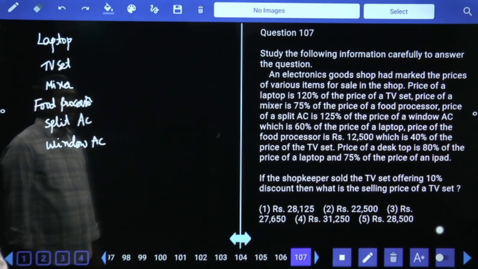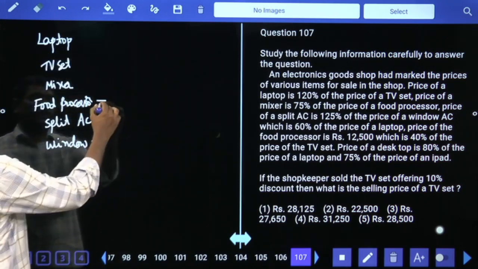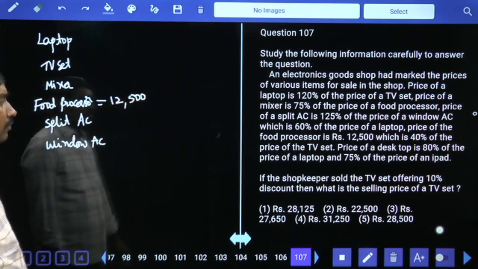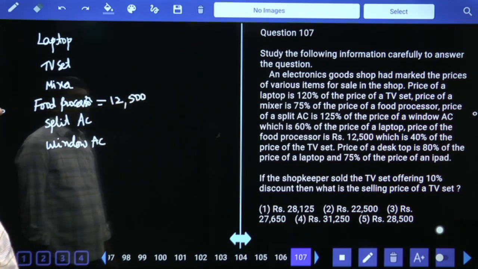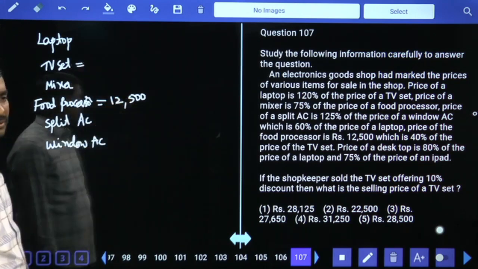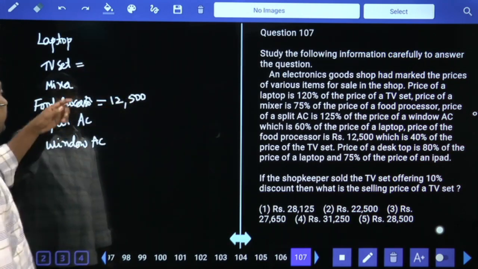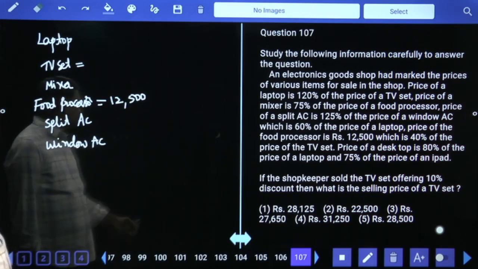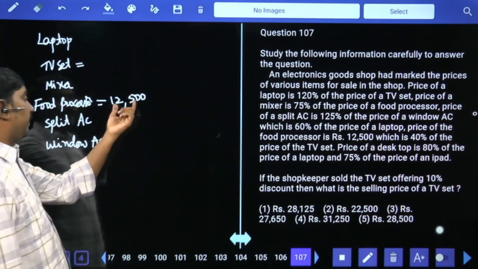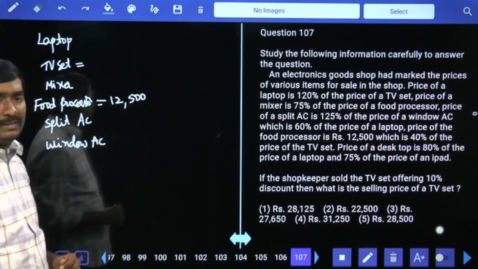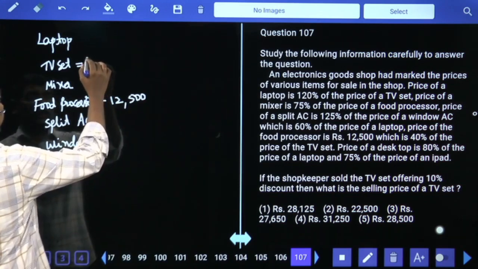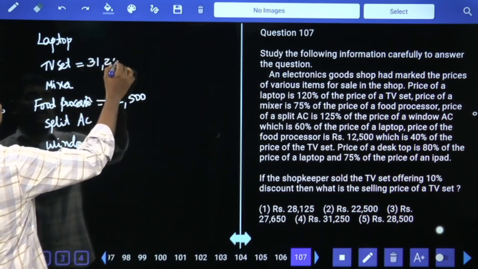Price of the food processor is 12,500, which is 40% of the price of the TV set. So this 40% value is 12,500, then TV set is 100%. So 40% plus 40% plus 20%: 12,500 plus 12,500, 25,000 plus 6,250 means 31,250.